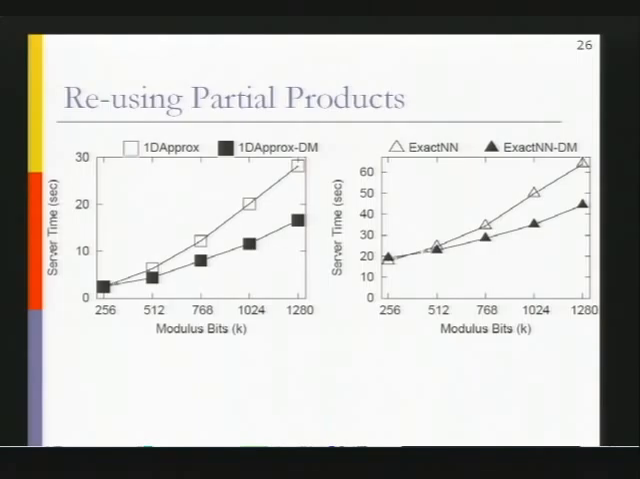This is the result obtained for using the data mining approach. So the empty elements, either dots or squares and triangles, correspond to the non-optimized run. The full points are optimized runs. So we can see that we can get as much as 50% savings by employing this optimization. And if the data is static, then this can be a very good solution.